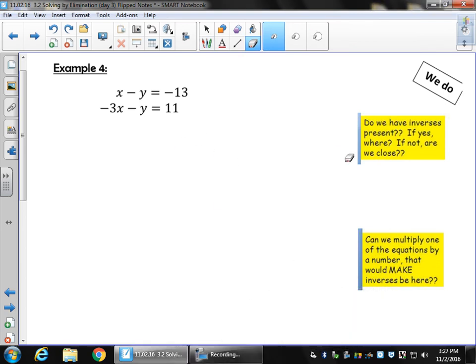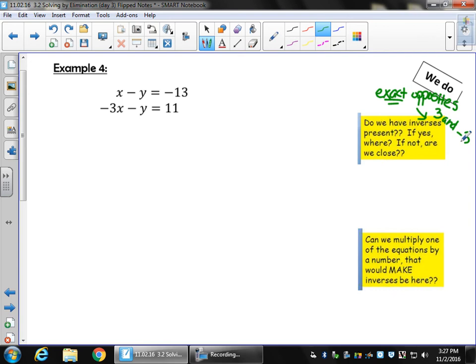The question on the side says, do we have inverses present? Remember, inverses means exact opposites. Like 3 and -3. They're the same number, but opposite signs, so they're exact opposites. Do we have anything like that? Well, let's highlight our variables first, just to make sure we're lined up. So when I look, x, and here's my -3x, these are exactly aligned, so I'm good.